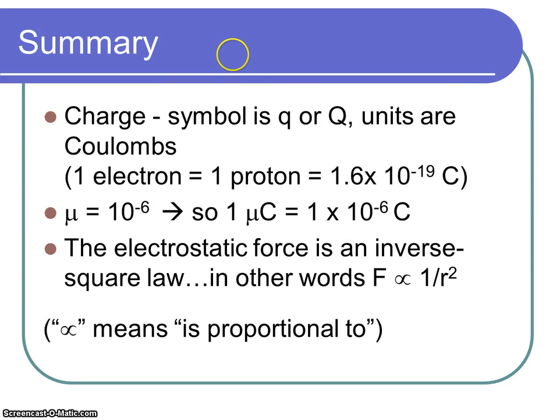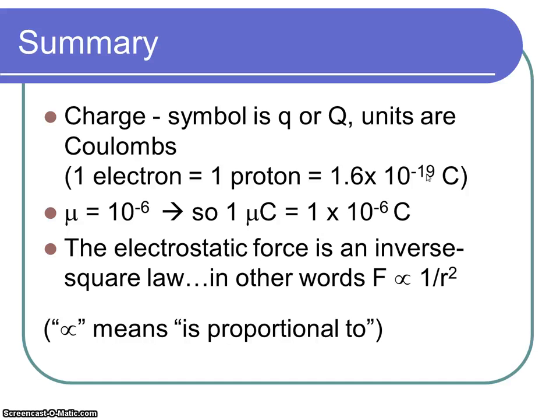And last part here, the symbol for charge is Q or q. It could be capital or lowercase, it doesn't matter. The units are coulombs. And a coulomb is a whole lot of charge. One electron, for example, or one proton, for example, has a charge of 1.6 times 10 to the negative 19th coulombs, or 0.00000000000000000016 coulombs. So a coulomb is a lot of charge.